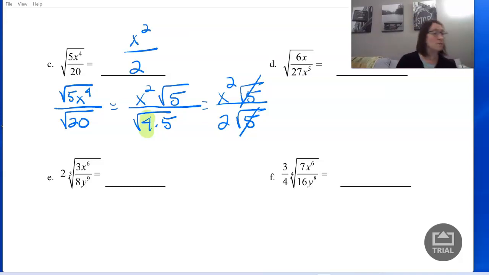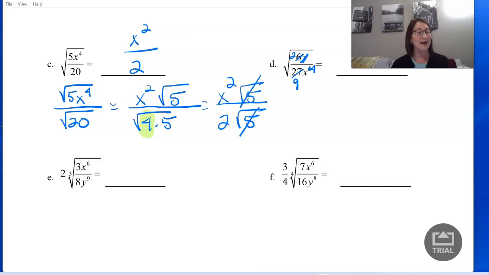All right, so let's go ahead and do D. I'm going to do the same thing. Well, actually, before I separate it, I'm going to simplify underneath that radical. I see that 6 and 27 share a common factor of 3, so that's going to be 2 over 9. And then I see that I've got 1 x in my numerator, 5 x's in the denominator. So I'm going to get rid of that 1 in the numerator. That leaves me with 4 x's in the denominator.